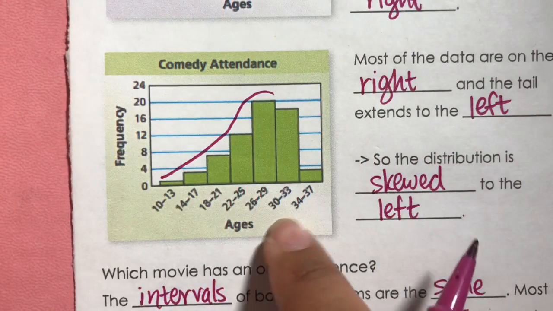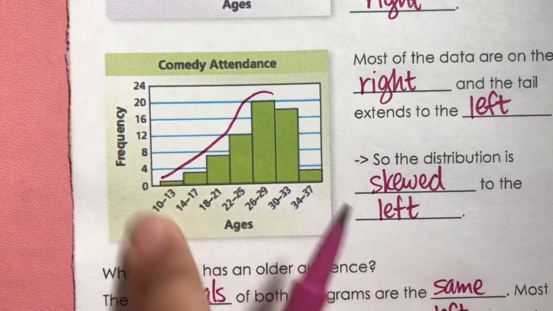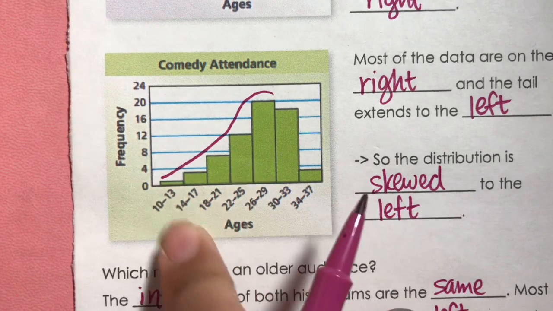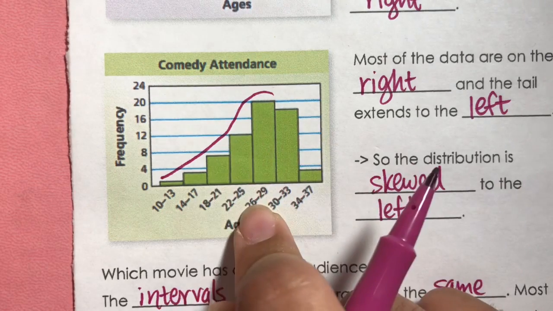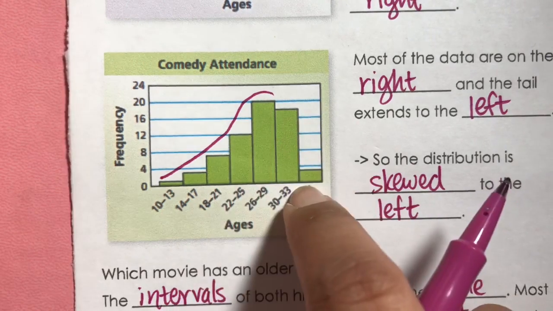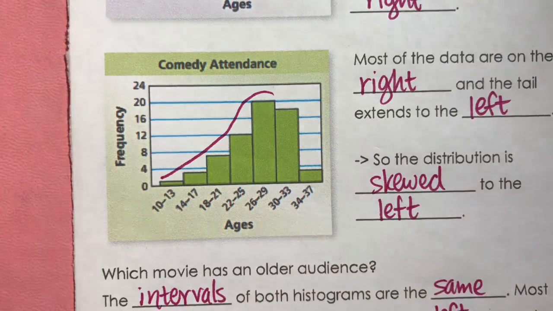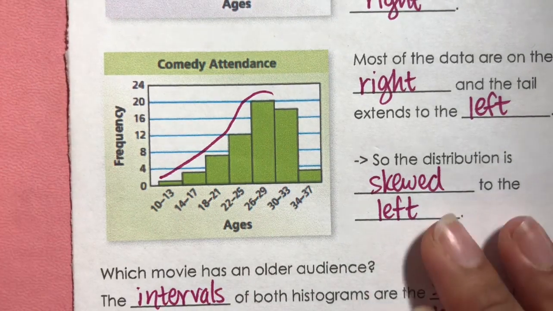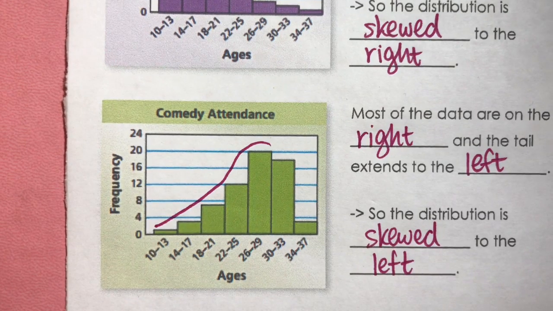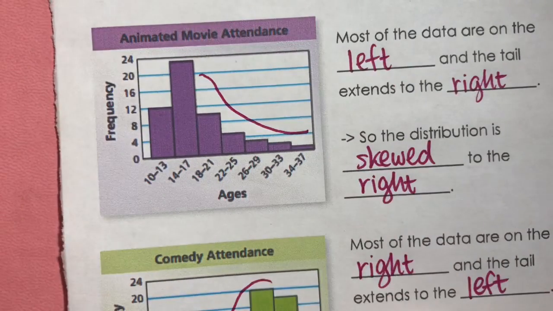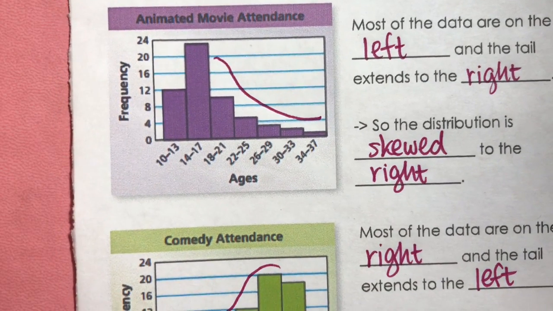And for comedies, I see there are fewer younger people watching comedy movies and a lot more older people, because most of the data are on the right, and that's where all the older intervals are. Okay, so this is part of the reason why we study statistics, so we can see the data and it can tell us a lot of information that we might not know just from collecting the information. We have to put it in a graph, we have to analyze it. And that's what statistics is all about.